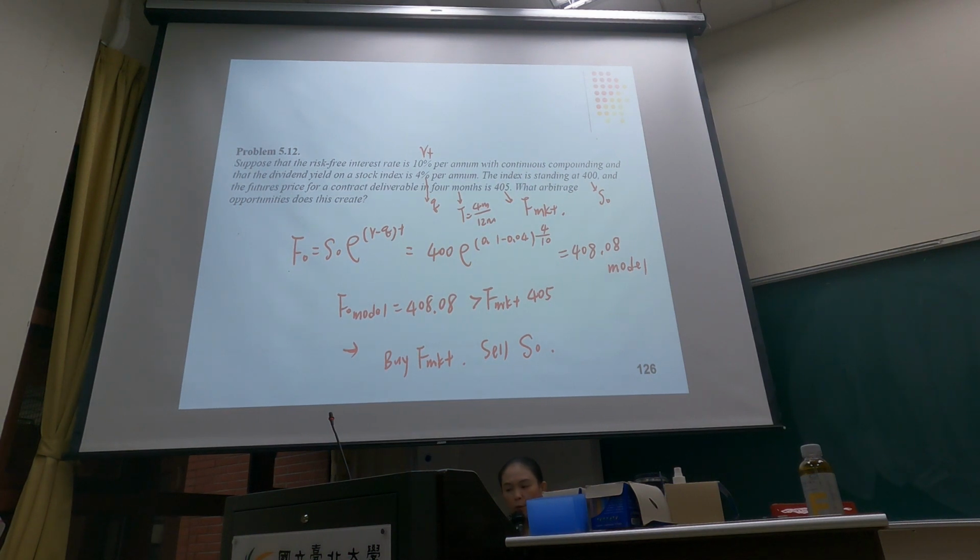So I think we are pretty familiar with this. Oh, Professor, why is the time 4 over 10, not 4 over 12? Because here it says 4 months. Oh, where did I put it? Oh, sorry, thank you. It is 4 over 12.